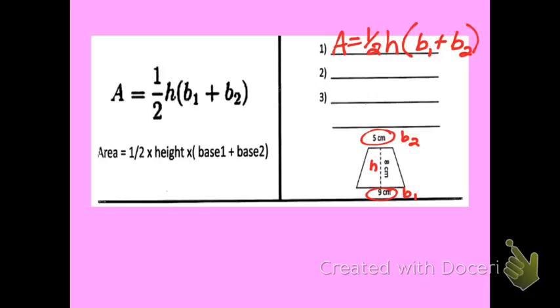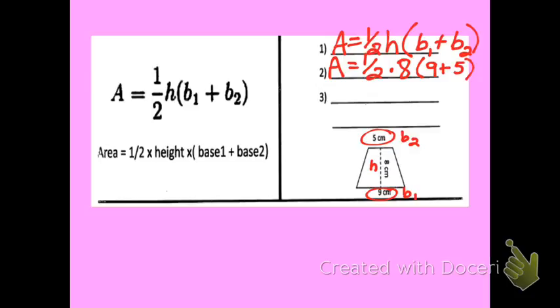So let's plug in our numbers now. So area equals, don't forget your 1/2, times, don't forget the times sign, the height. What is the height? 8. And then parentheses, that means times again. What's base 1? 9. I made it 9. If you made it 5, it's okay. And then base 2 is 5.